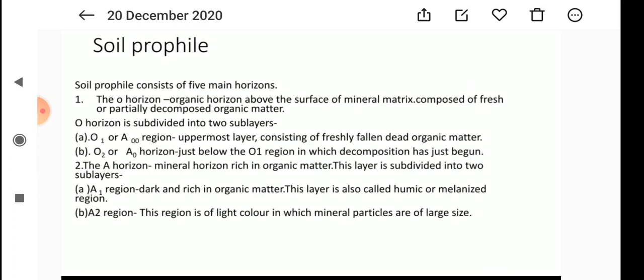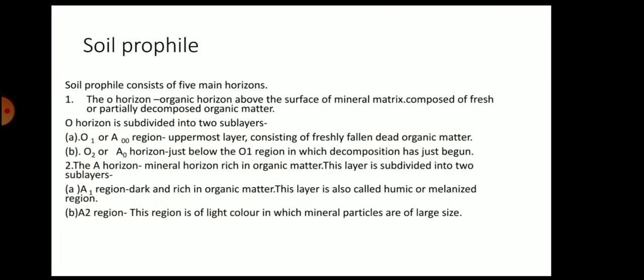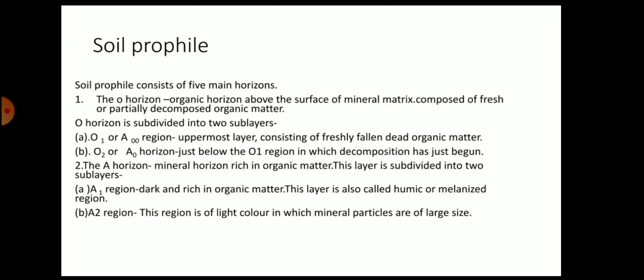The O horizon is the surface layer forming above the mineral layers and composed of fresh or partially decomposed organic material. As found in temperate forest soils, it is usually absent in cultivated soil. The O horizon contains both kinds of humus and is subjected to the greatest changes in soil temperature and moisture conditions, and contains most organic carbon.